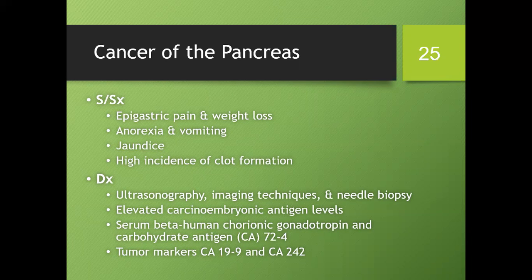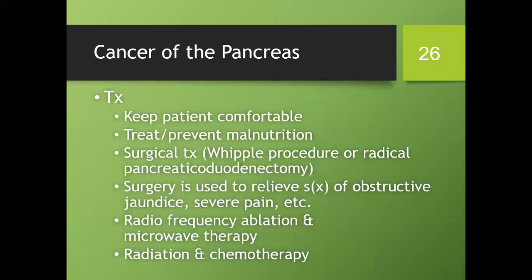Also, loss of appetite, vomiting, jaundice, and these patients may also start to form clots. Ultrasound, imaging, needle biopsies, elevated carcinoembryonic antigen levels, serum beta human chorionic gonadotropin and carbohydrate antigen or CA72-4. Also, tumor markers CA19-9 and CA242 are going to be indicative of cancer of the pancreas. What are we going to do? We're going to keep this patient comfortable.